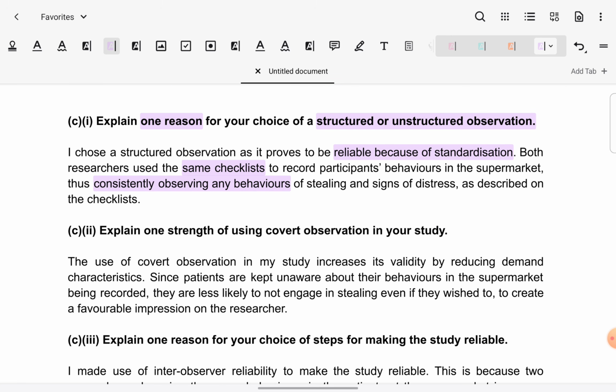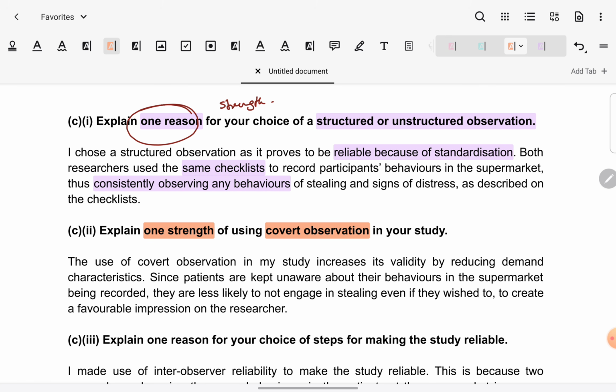One more thing is, whenever there's a one reason type of question, it has to be a strength. Okay, I know it sounds obvious, but some students don't realize. They start saying how it is a structured observation. So because there's a standard checklist, it's a structured observation. But they want to know the reason. So the reliability word has to be there, the strength has to be emphasized. That is important. Next is one strength of using covert observation.